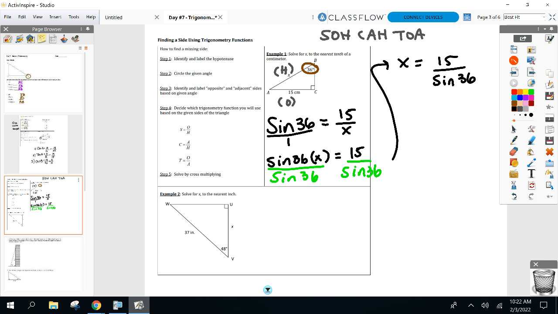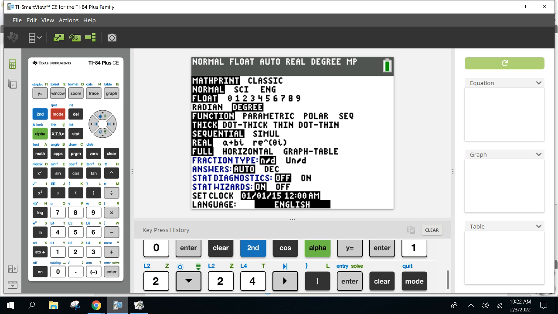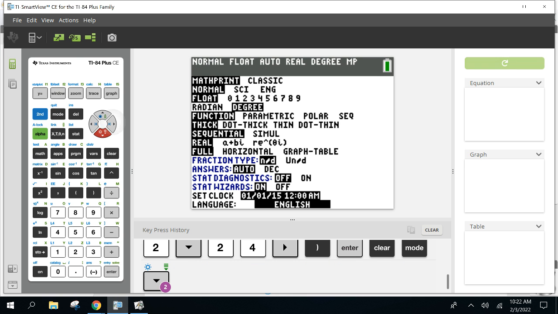36 degrees. So your calculator should be in degree mode. Don't worry about the radian one. That's for later on in the year. But this entire unit, you should be in degree mode. So if it's not, highlight it and press enter, or your answers are going to be off from ours and you're going to be like, what's the deal? So make sure your calculator is in degree mode. Beast mode. Got it?